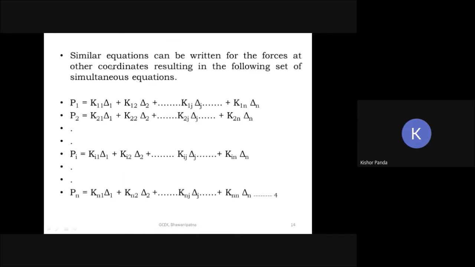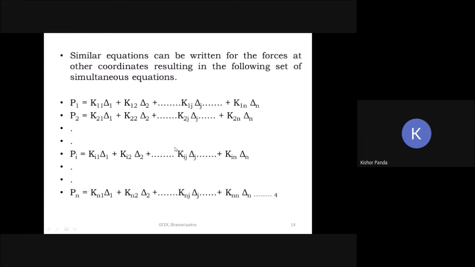Here you can write the equations. P1 is equal to K11 delta 1 plus K12 delta 2 plus K1j delta j plus K1n delta n. Similarly, P2 is equal to K21 delta 1 plus K22 delta 2 plus K2j delta j plus K2n delta n. Then Pi is equal to Ki1 delta 1 plus Ki2 delta 2 plus Kij delta j plus Kin delta n. Pn is equal to Kn1 delta 1 plus Kn2 delta 2 plus Knj delta j plus Knn delta n. So this is your equation 4.